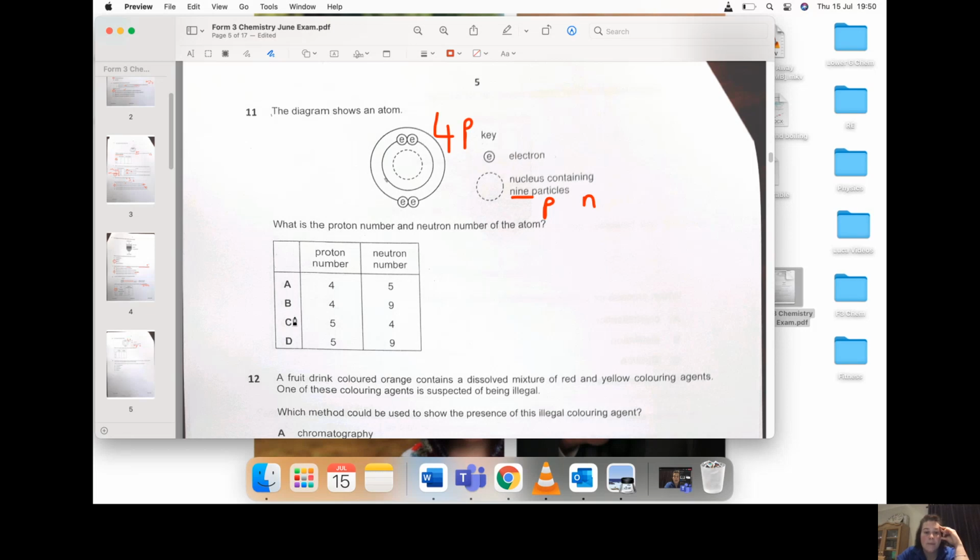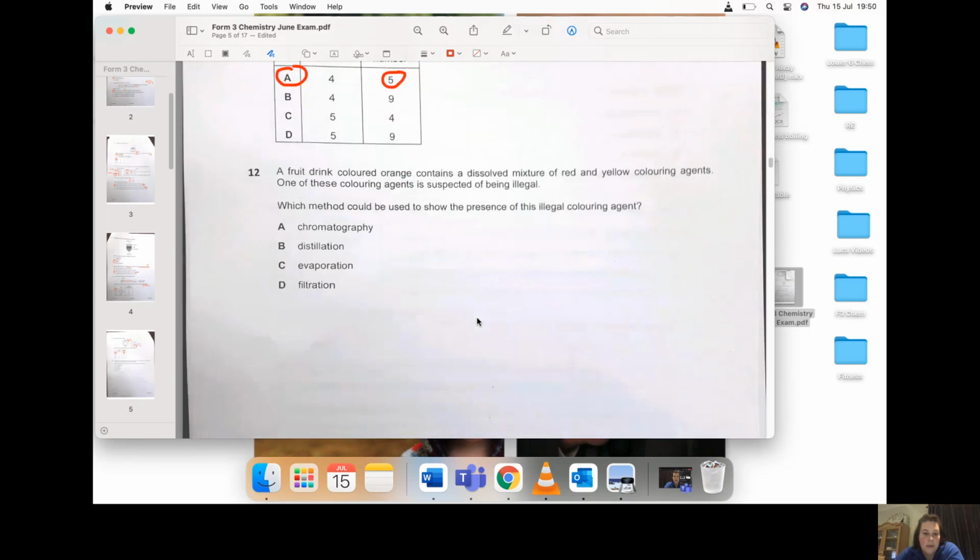So we're down to A or B. The neutron number is then going to be 5. 4 plus 5 gives me the 9 particles in my nucleus. So your answer for number 11 was A.